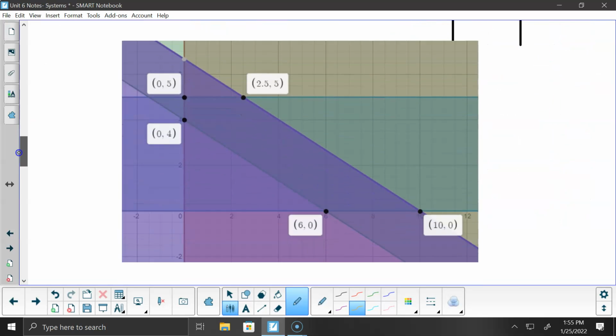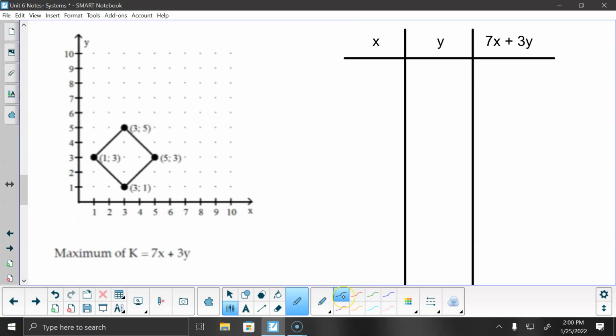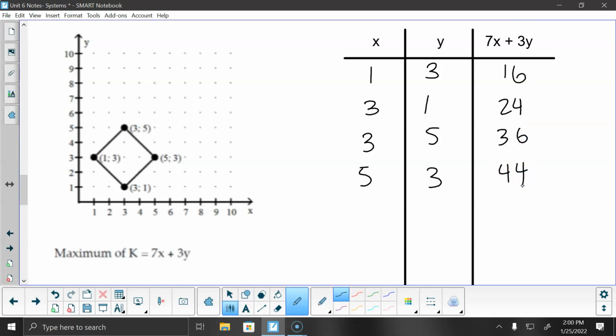All right, ready for another one? This one ain't too bad. So I would kind of sketch this in, and I would try this one with a neighbor. So I've got 1, 3. I've got 3, 1. I've got 3, 5. And I've got 5, 3. 1, 3 is 16. 3, 1 is 24. 3, 5 is 36. And 5, 3 is 50. So this one maximizes it.